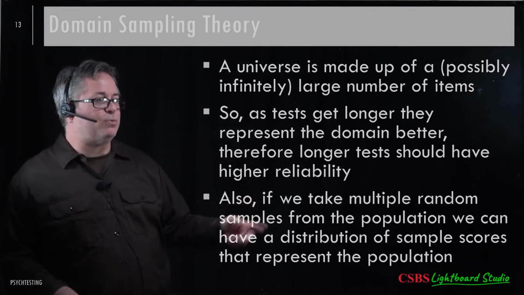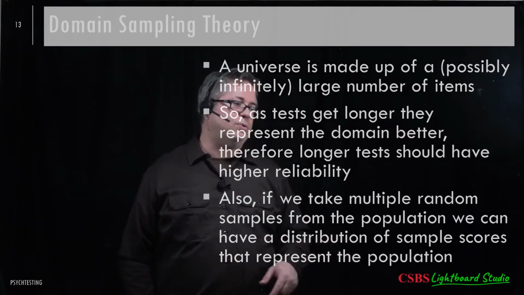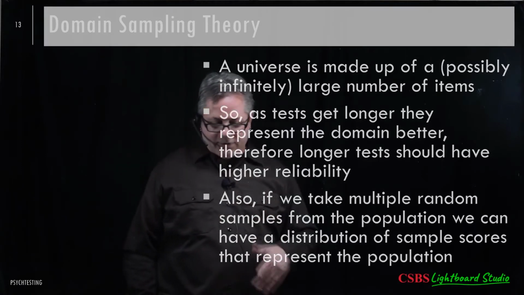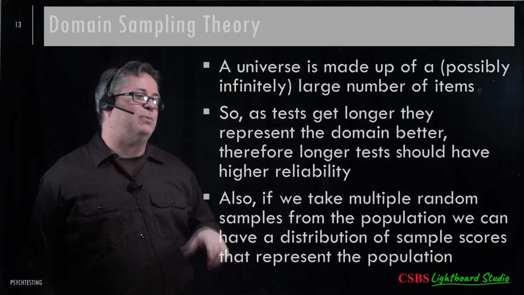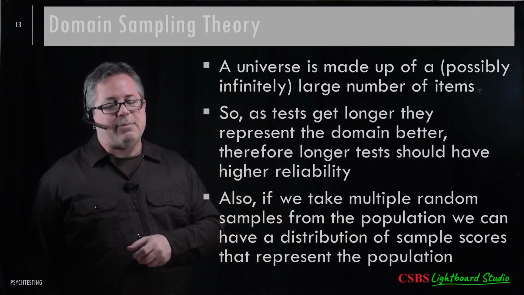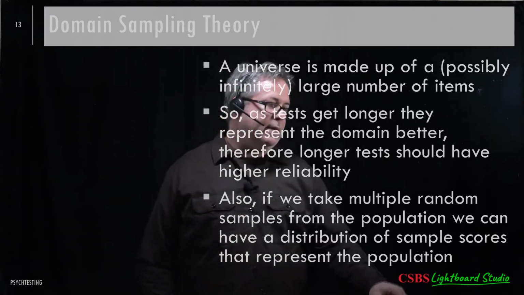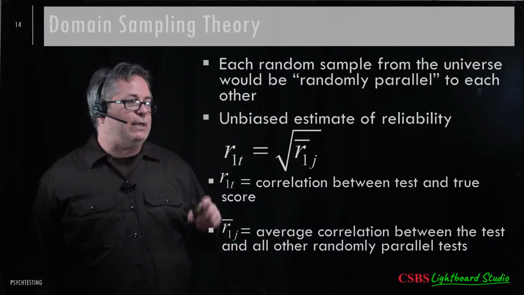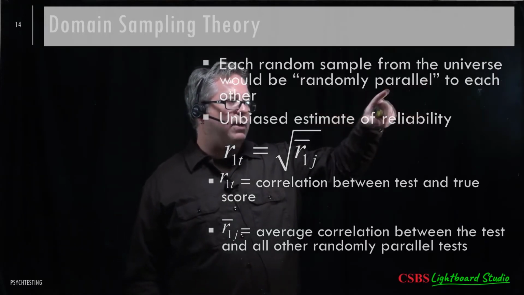Also, if we take multiple random samples from the population, we can have a distribution of sample scores that represent the population, and we can start thinking about sampling distributions of means of tests, not just of people. We can also do it for tests as well. We start thinking about this more theoretically. Apply what we know about populations and samples of people to test items and domains, and it starts to parallel things. So each random sample from the universe would be randomly parallel to each other.